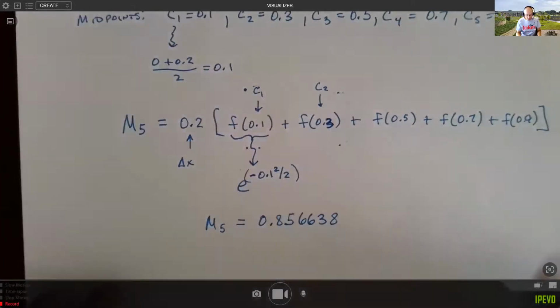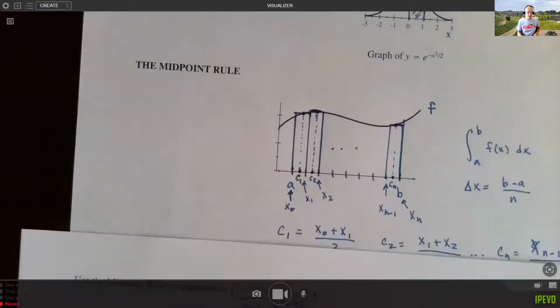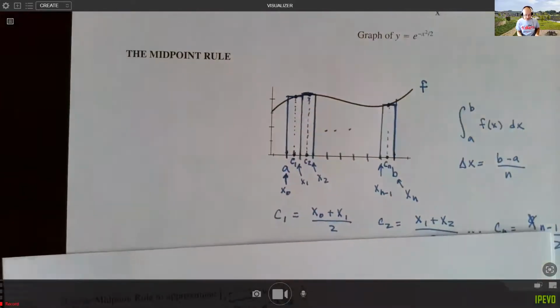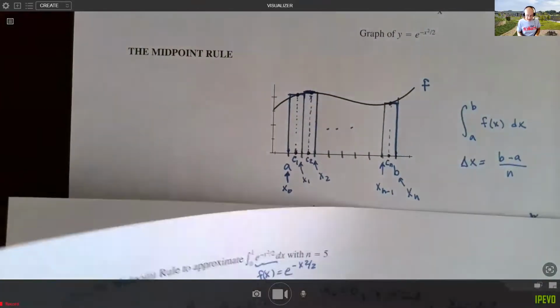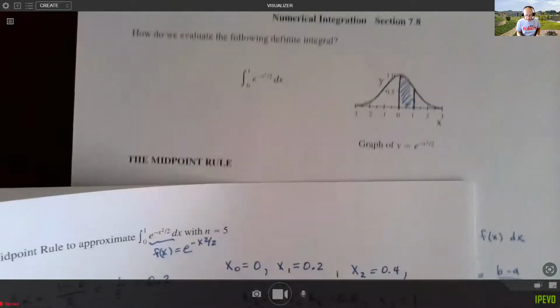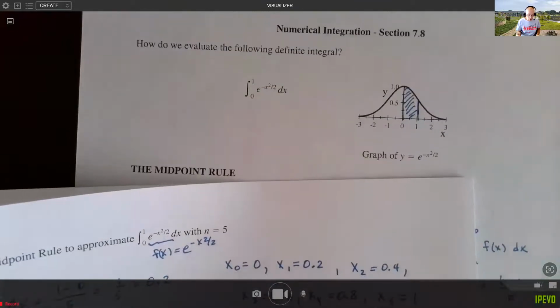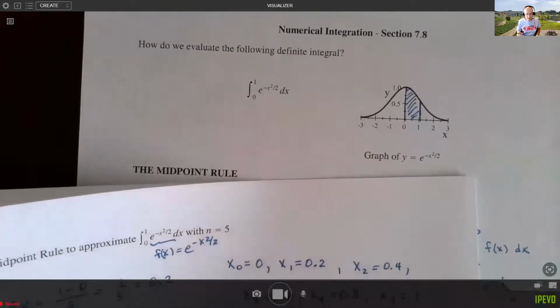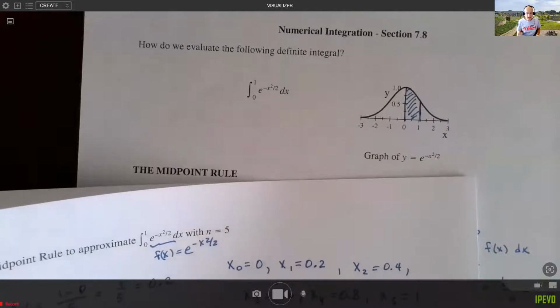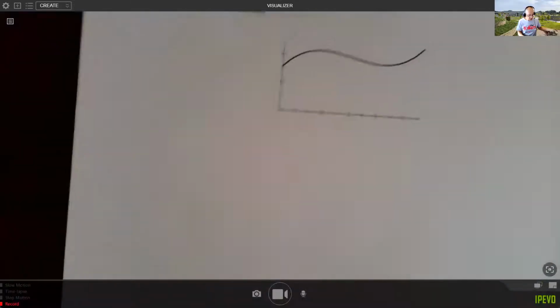Okay, midpoint rule. Can we improve on the midpoint rule? We talked about left endpoints, right endpoints. Is there a way to improve? So this section really is about two methods. More important, midpoint rule is part of it, but the trapezoid rule and Simpson's rule. So we're going to look at trapezoid rule first.